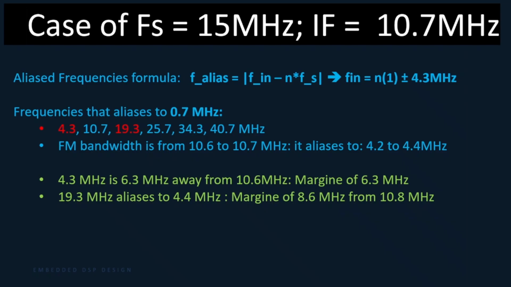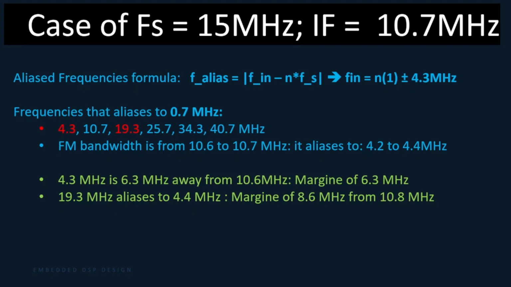Okay, so let's say if we go with a sampling frequency of 15 megahertz, what's going to happen? So the images of 15 megahertz are 4.3, 10.7, 19.3, and so on, all the way to 40.7. So at the same time, you have to mention that when you sample an IF of 10.7 megahertz with 15 megahertz, your IF will alias to 4.3 megahertz. So we have to keep that in mind.